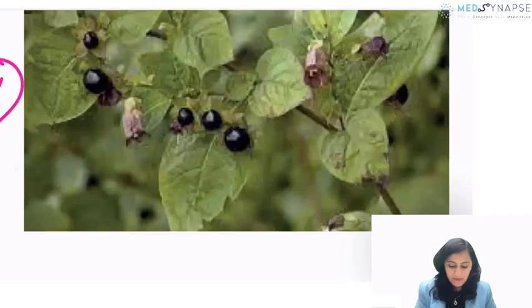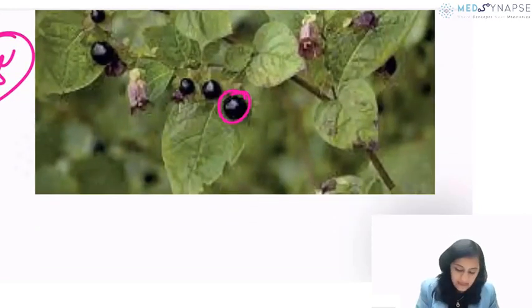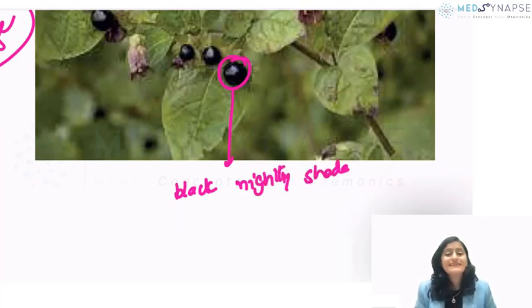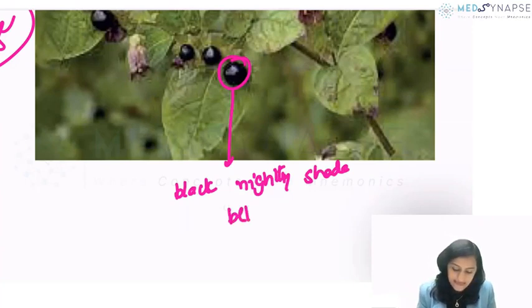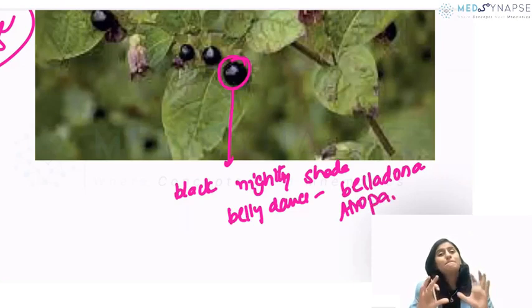Guys, can you tell me what plant is this? This black color. Remember black color like the black in the night? This is called as nightly shade, right? Nightly shade. And imagine someone doing belly dance at night. Belly dance, remember this is belladonna, Atropa belladonna. Okay, this is Atropa belladonna, black color belladonna, nightly shade.